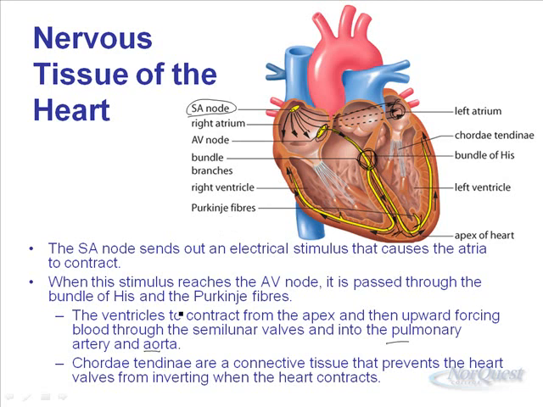starting at the apex. The chordae tendineae are these stringy fibers here, and it's labeled on the diagram. There's one set. Here's another set. Notice they're attached to the AV valves. What these do is when the ventricles contract, there's tons of pressure pushing on the valves. These fibers are connective tissue that prevent the heart valves from inverting when the heart contracts.